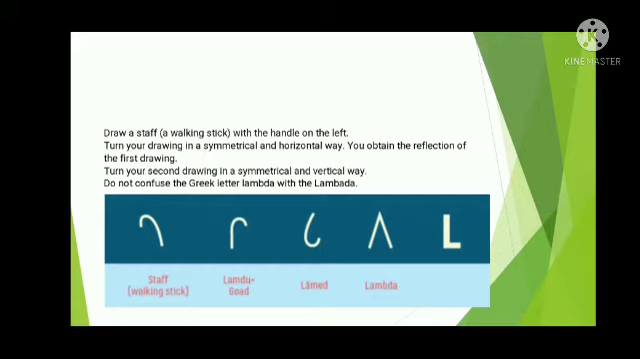Turn your second drawing in a symmetrical and vertical way. Do not confuse the Greek letter lambda with talambada. So the 12th letter of the Roman alphabet, the letter L, is used in English. It originated in the Phoenician letter lamed, adapted into Greek as lambda, which became the Roman letter L that we have today.